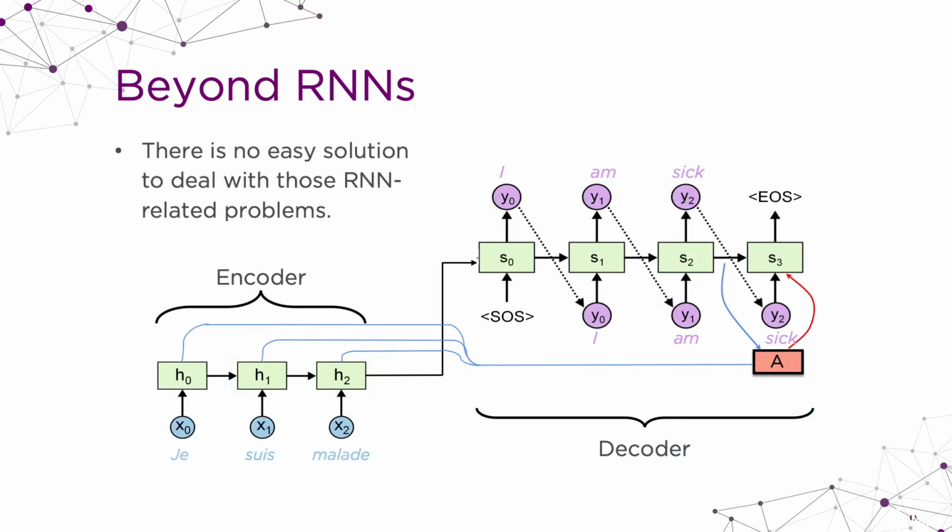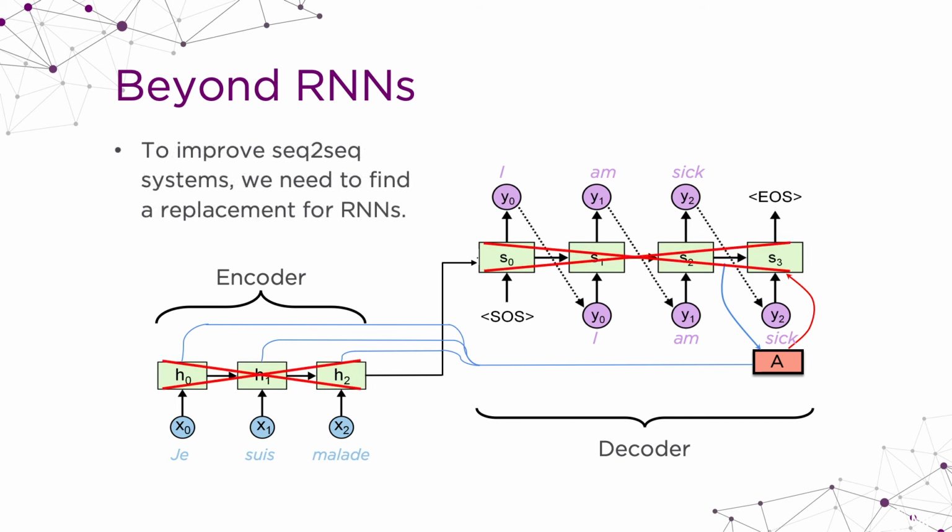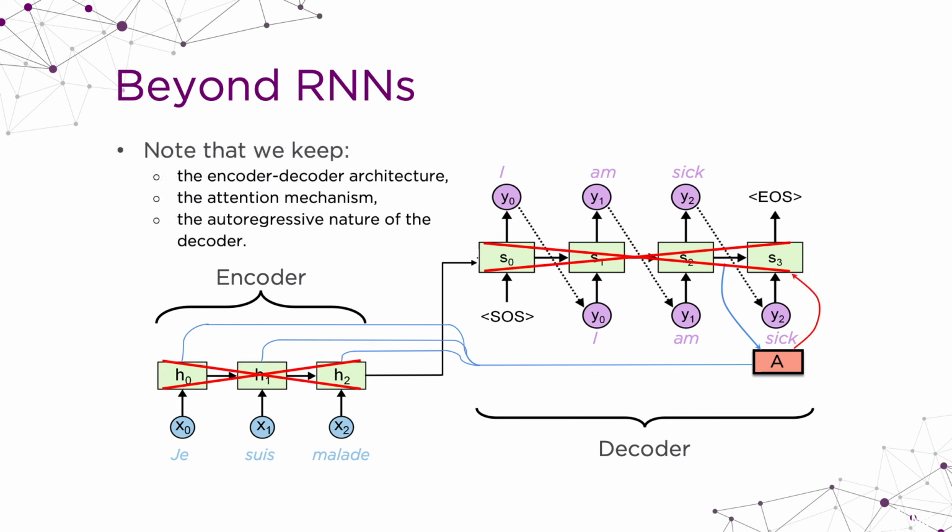Before introducing the transformer, let's see this in light of the sequence-to-sequence model plus attention. We said that for the RNN, we would like to find a replacement to deal with these two problems that I mentioned. But if we look at the full sequence-to-sequence architecture, there are also things that we want to keep. So, okay, we want to remove the RNN part, as you see here. But we want to keep some stuff.